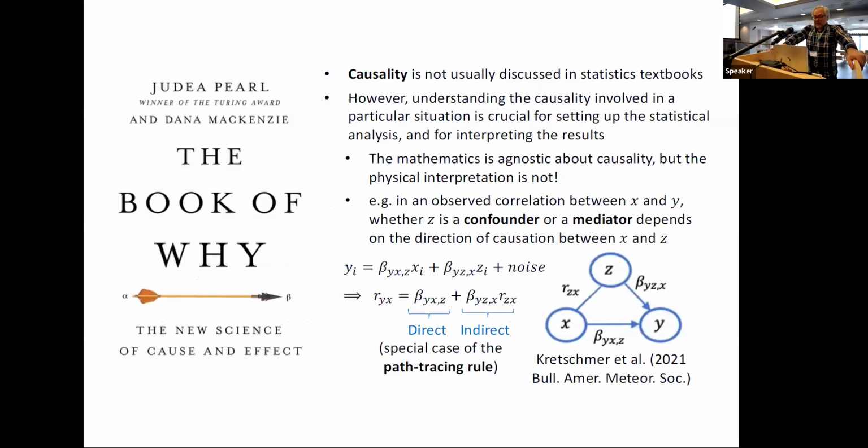Now, causality is another point. It, of course, doesn't come up if you look at most statistics textbooks, at least the classic ones like Wilks or von Storch and Zwiers, you won't find that word anywhere.